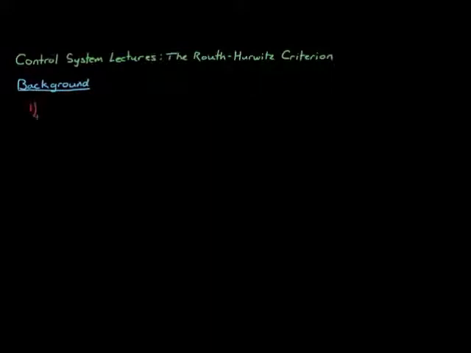Now, if you've been following along with my videos or already have a basic understanding of classical control, then you should know at least two things right now. The first is that in order for a system to be stable, all of the roots of the characteristic polynomial need to lie in the left half plane.